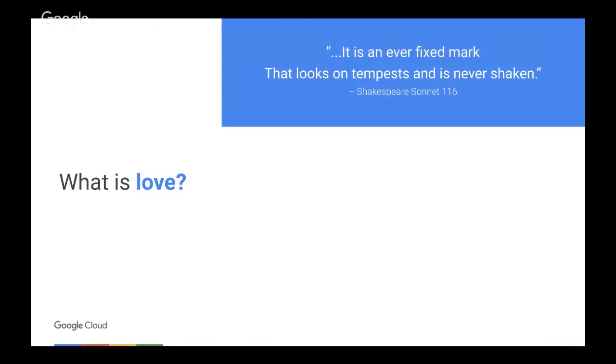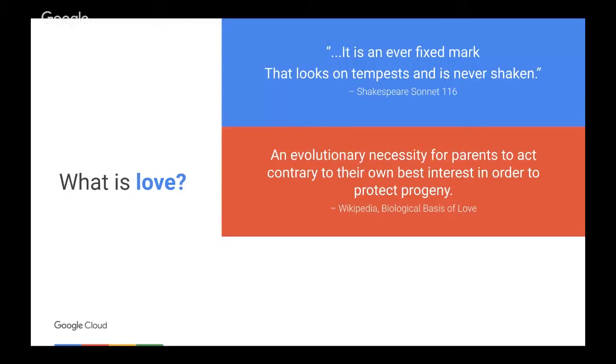So since everything revolves around love, love is one of the most common or fundamental elements for us. So let's go with that, right? What is love? And there are again different philosophical takes on it. One from Shakespeare is that it is an ever fixed mark that looks on the tempest and is never shaken. Another one is an evolutionary necessity for parents to act contrary to their own best interest in order to protect their progeny. That's very methodical and some would call it a robotic answer to what is love.